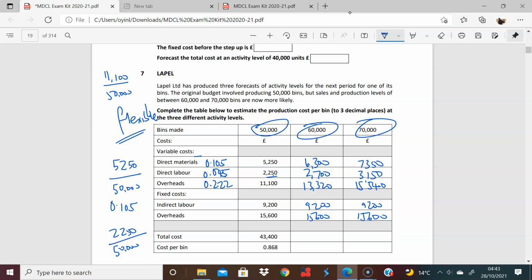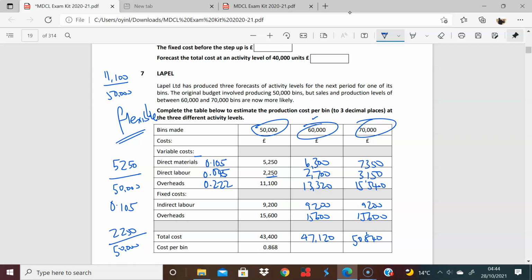So let's add the total cost very quickly. Adding all of this: 6,300 plus 2,700, plus 13,320, plus 9,200, plus 15,600, and this is 47,120. Do the same thing here: 7,350 plus 3,150 plus 15,540 plus 9,200 plus 15,600. I just added all of this right here. That's 50,840.